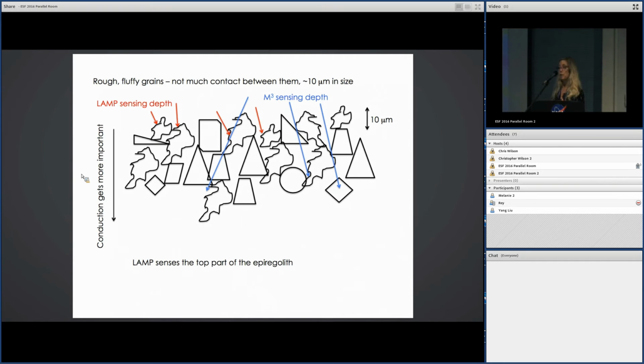This is important, particularly for the temperature regime, because these grains that LAMP is sensing are exposed to space. They get very little conduction from the grains below and no conduction from any grains above. In fact, they are radiating a lot of their heat to space, and so they're in a different temperature regime. So perhaps this has effects on the hydration signature that LAMP is sensing.